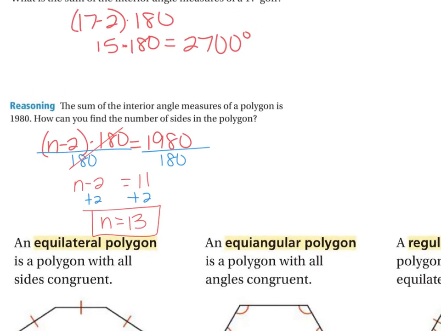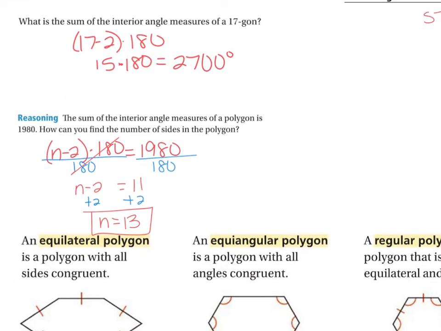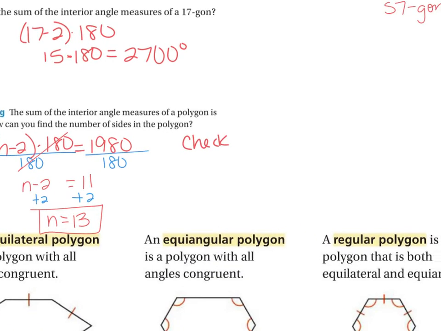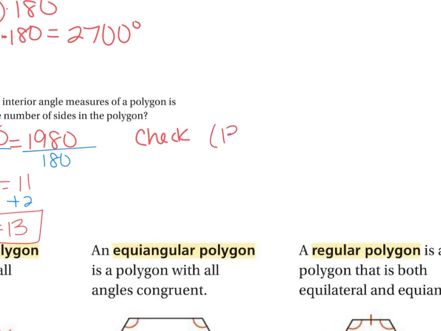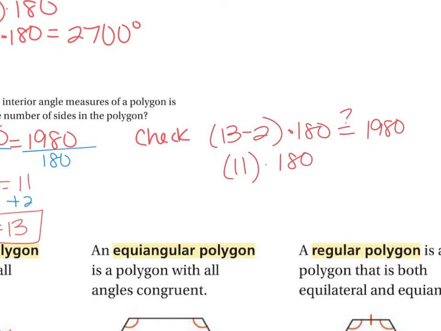If we wanted to check it, we totally could. We would plug it into our formula. So this is how you could check these problems really easily. It wouldn't take that long. You would do 13 minus 2 times 180, and it should equal 1,980 whenever we solve it. Let's see, do your parentheses, so that gives you 11 times 180. 11 times 180, put that in your calculator. Sure enough, you get 1,980, which is what we wanted it to equal, so check, this works.